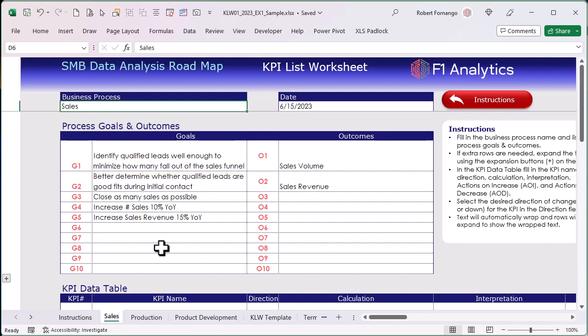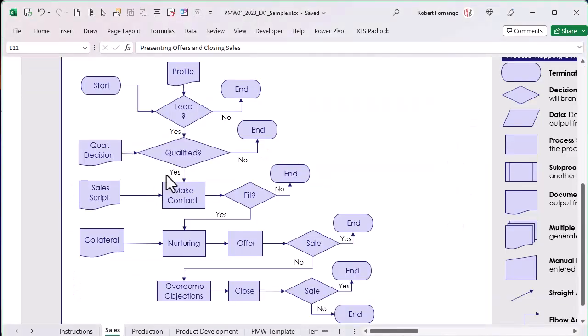So essentially what we're saying is we want to be able to qualify our leads so that when we put them into the sales funnel, we're getting as many converted into sales as we possibly can. Our second goal is to better determine whether those qualified leads are good fits during the initial contact. We've got our initial contact period in which our sales associates are going to go through the initial contact information and sales script, and they're going to look at the fit of the client and determine, are they really a good fit for our product or service or not? And if they're not, then we're going to let them fall out of the funnel.